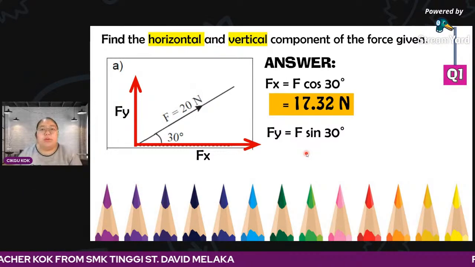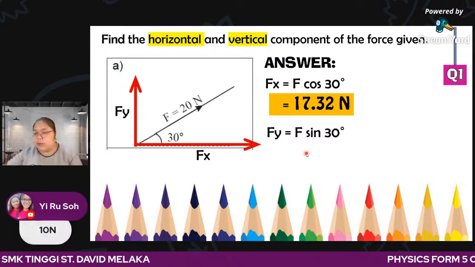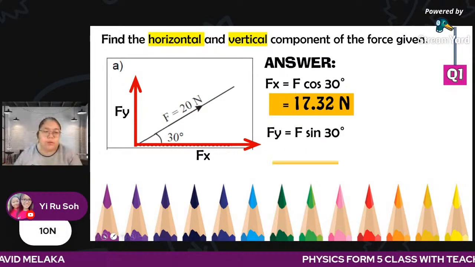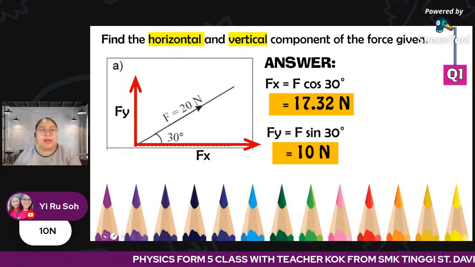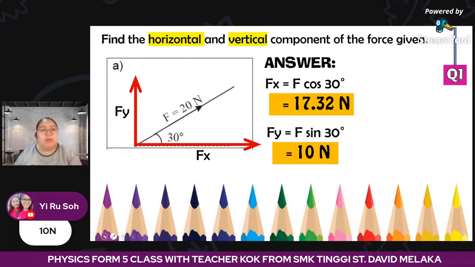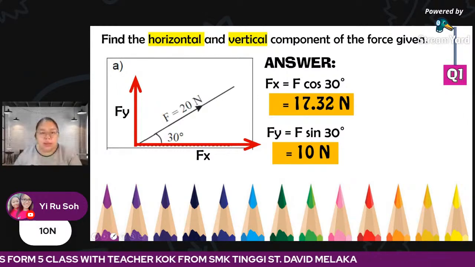Okay, then Euro says there is 10 Newton. So from here we go to check. Yes, it is 10 Newton for the sine part.